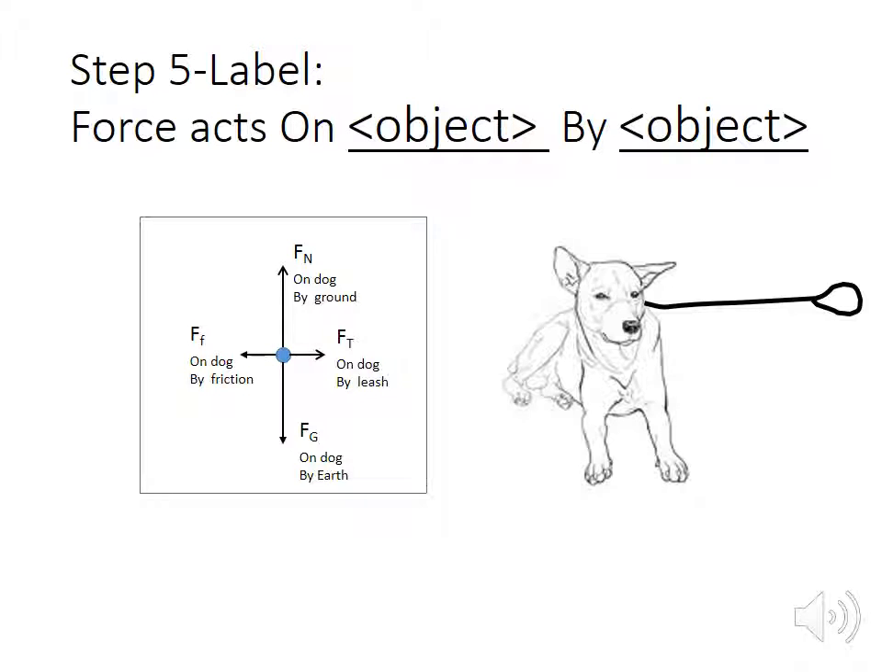Finally, step 5, you label each of those forces as on object by object. So for example, the normal force is acting on the dog by the ground; gravitational force is acting on the dog by earth, and we always say this for gravitational force, that gravitational force is acting on the object by the earth, because that object is being pulled to the center of the earth. The friction force is being acted on the dog by friction, and then the tension force is being acted on the dog by the leash. So the leash is causing the dog to be pulled, and that type of force is called tension force. So that's why we say that tension force is on the dog by the leash.